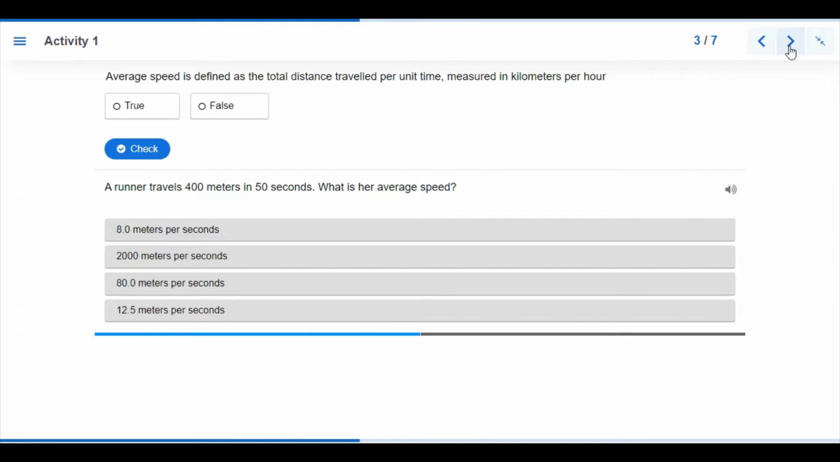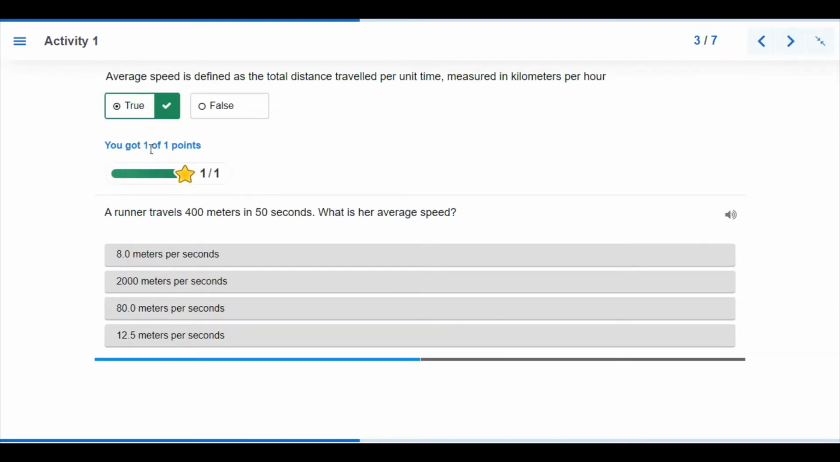Now, activity. Average speed is defined as the total distance traveled per unit time, measured in kilometers per hour. Is that true or false? Let's take true. So a runner travels 400 meters in 50 seconds. What is the average speed? Don't forget that from our last class, we discussed average speed.